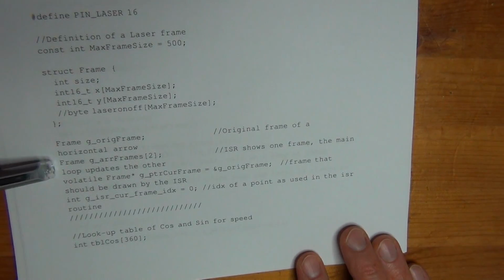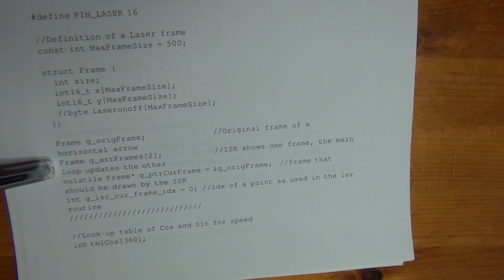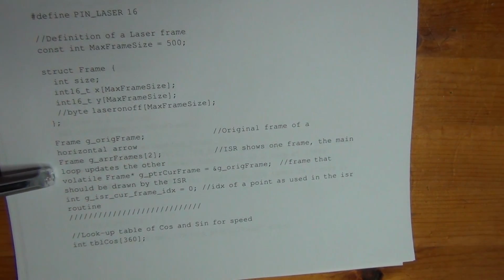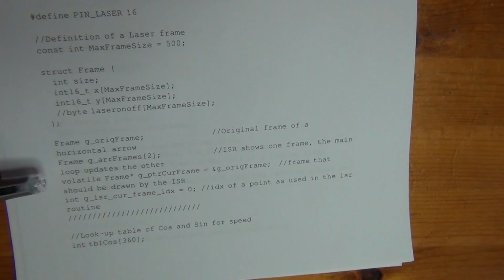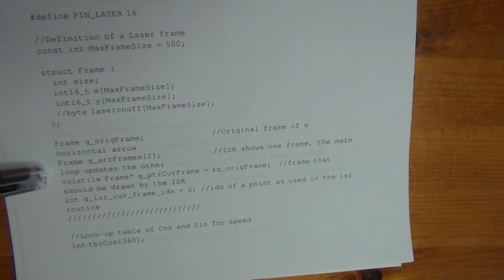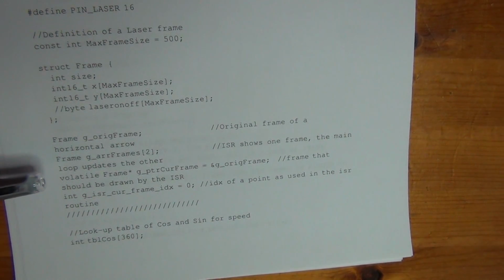Then there are two frames like this. And they're used both by the main loop and by the timer interrupt routine. So the main loop prepares one of the frames, while the interrupt routine actually draws the other one using the laser. And when the main loop is done with the first frame, it basically just switches the frames around. And the interrupt routine starts to draw the other frame. And this process just repeats all over, all the time.